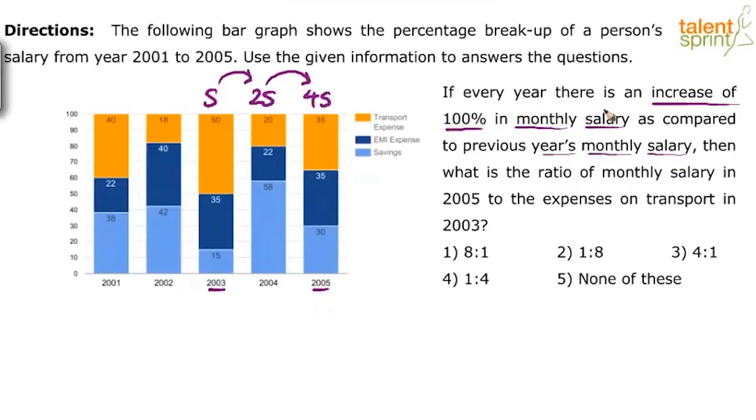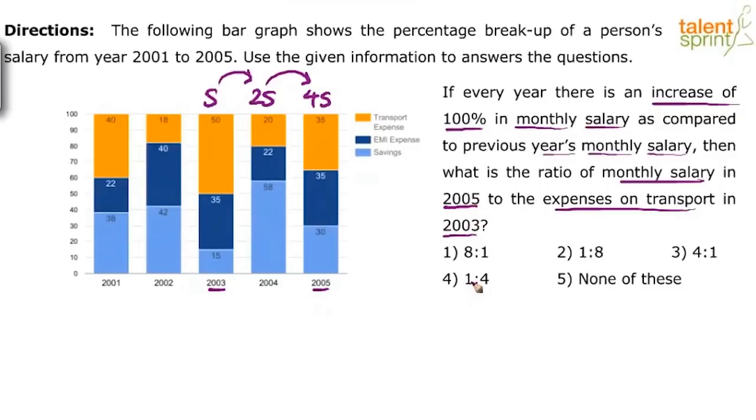100% increase every year. Let's assume S is the monthly salary, by the way, right? See, we have to be very clear about monthly salary and yearly salary here. He's asking us to find out the ratio of the monthly salary of 2005 to the expenses on transport in 2003.